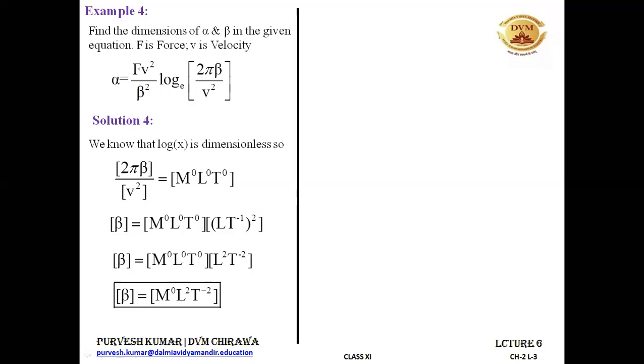So we can write that the dimensions for alpha are equal to the dimensions of f v square upon dimensions of beta square. I'm repeating this again, why I've written it like this: because alpha is equal to f v square upon beta square, and this complete quantity, log to the base e 2 pi beta upon v square, has to be dimensionless. I've told you log of x is dimensionless, as well as whatever is inside the bracket of log has to be dimensionless. So alpha is equal to f v square upon beta square.